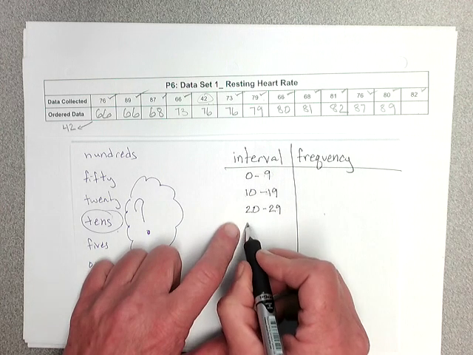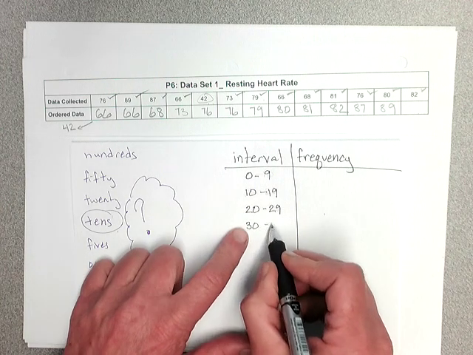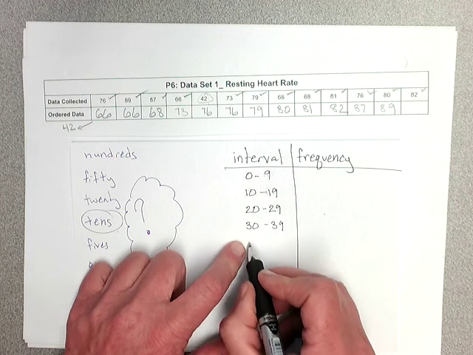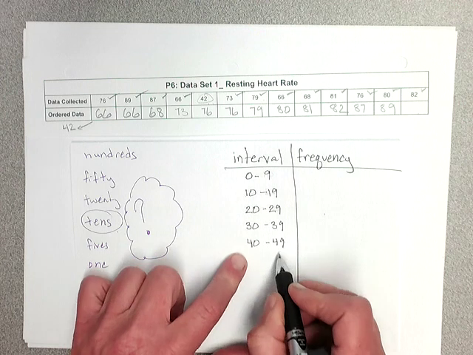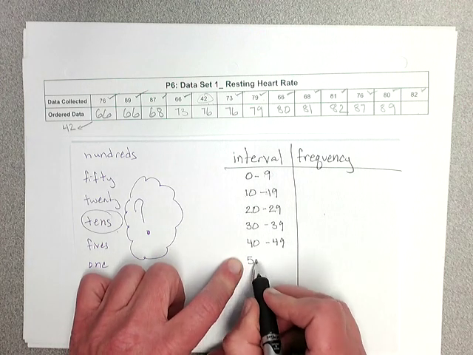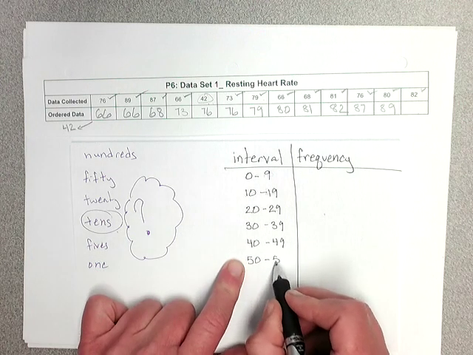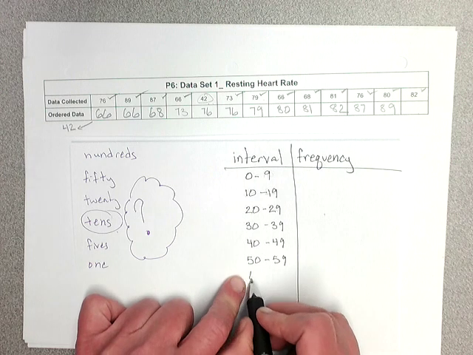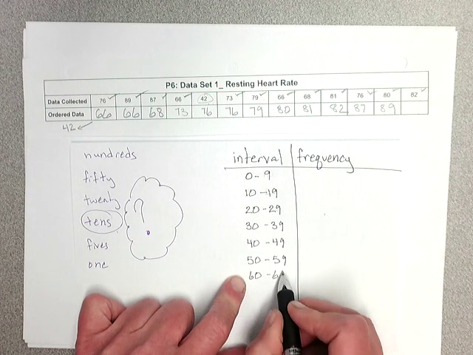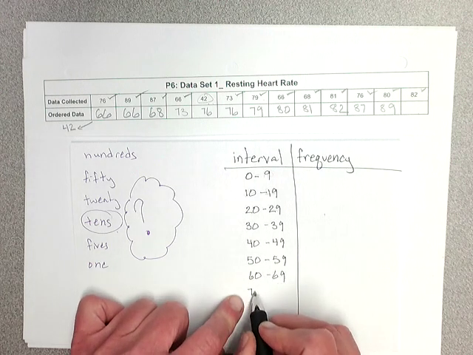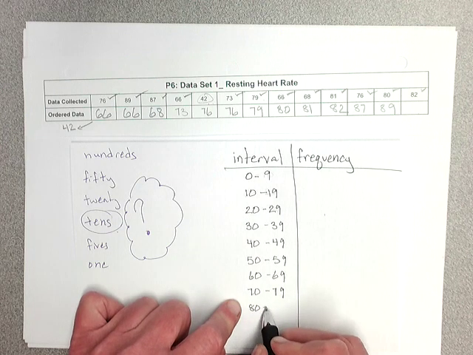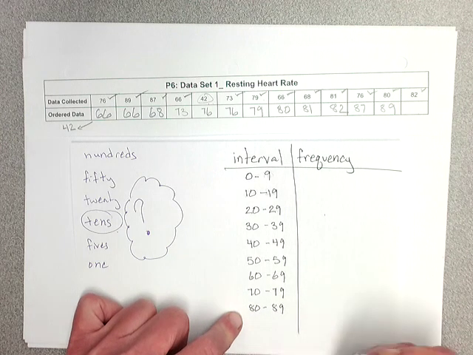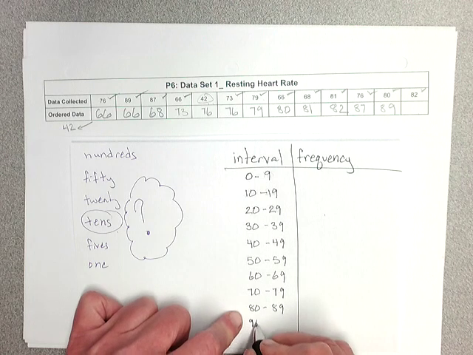The next group starts at 30 to 39. The next group starts at 40 to 49. The next group starts at 50 to 59. The next group 60 to 69. The 60s, then 70 to 79, 80 to 89, and 90 to 99.